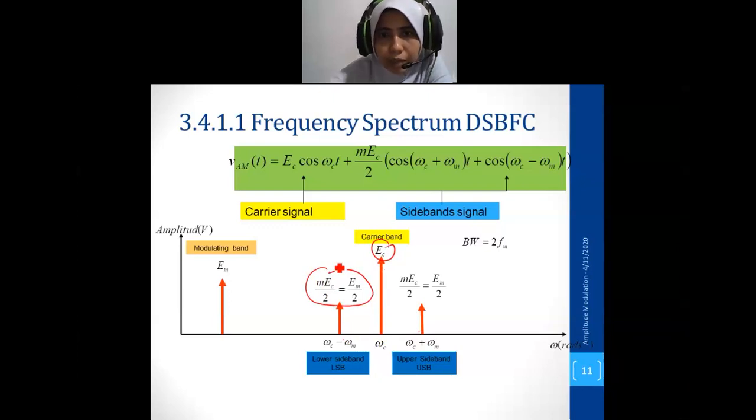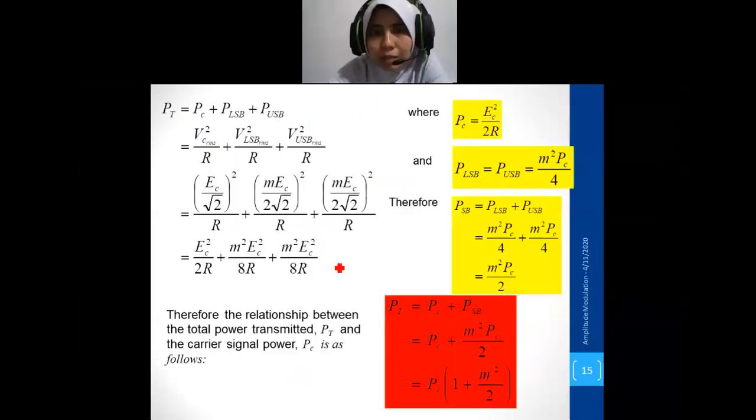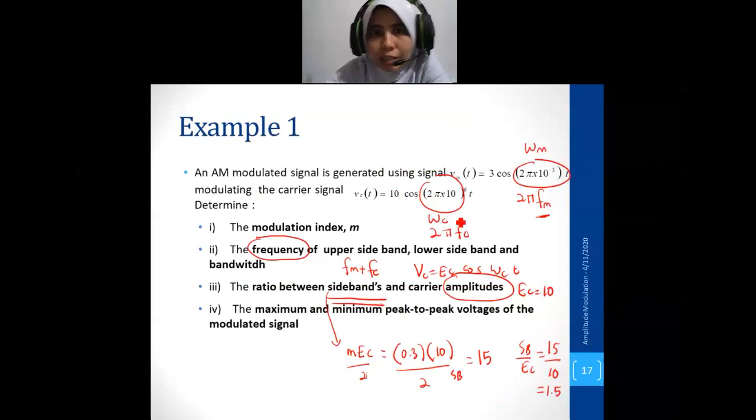Okay, boleh faham tak? Dia bagilah maksudnya dalam equation. Selalunya dia bagi macam ni lah. Dia bagi macam soalan ni. Dia bagi this one je. Dia bagi VMT berapa. Dia bagi VC berapa. So you kena guna formula-formula untuk dapatkan sideband tu.